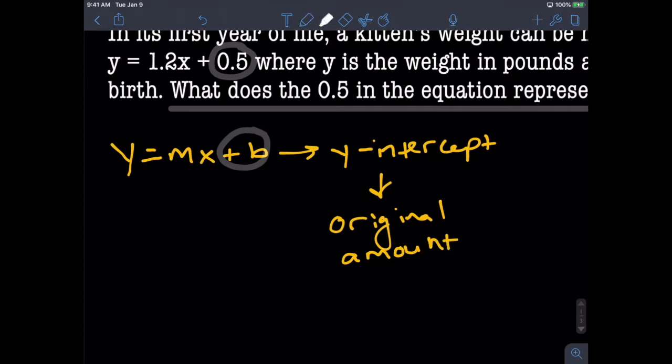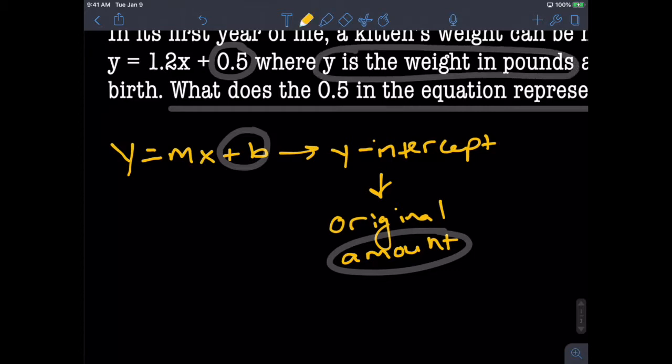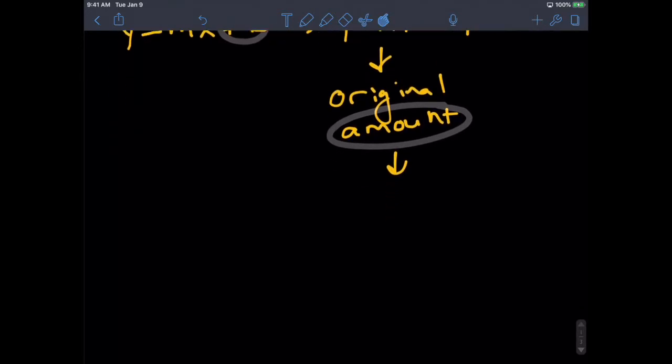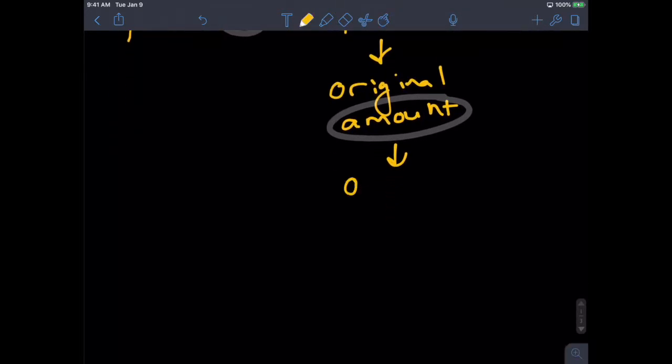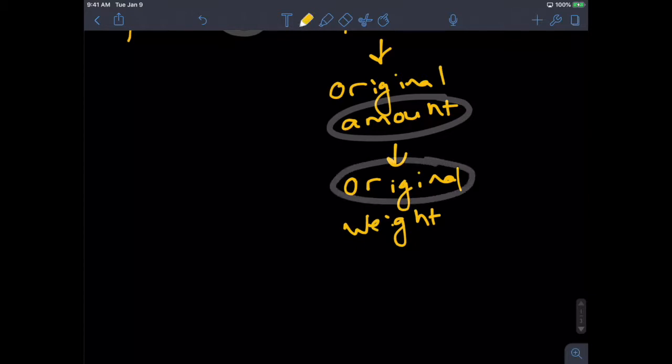Okay, so what's this word amount mean in this particular situation? It's whatever your y value represents, aka weight in pounds. So when we're talking about original amount here, what we really mean is the original weight. Very good. It also pays to know that when you're talking about original, you're actually referring to whatever the y value is when x is equal to 0.